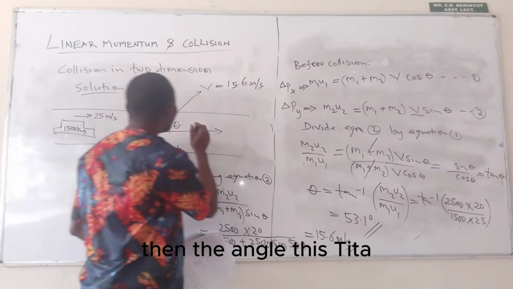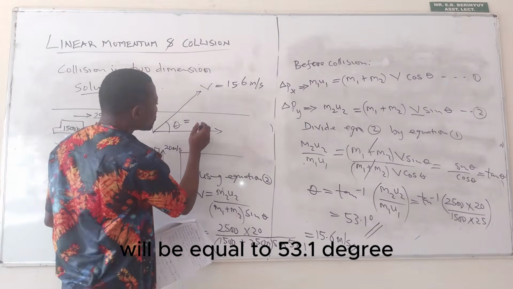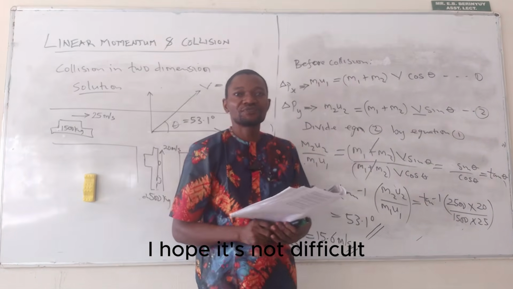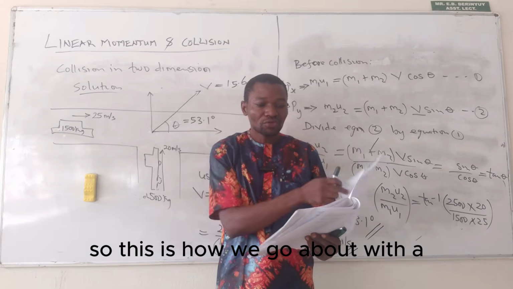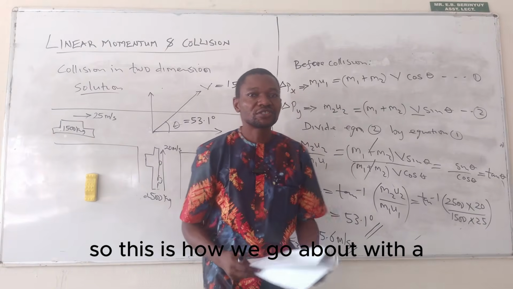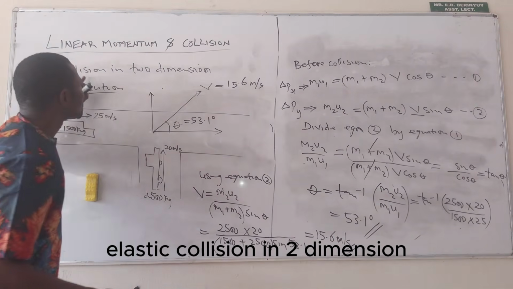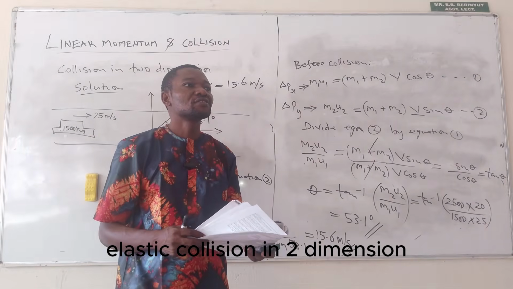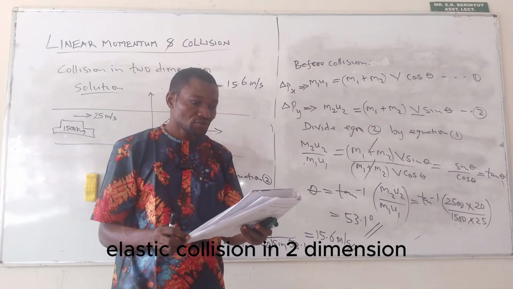Then the angle, this theta, will be equal to 53.1 degree. I hope it's not difficult. So this is how we go about with elastic collision in 2 dimensions.